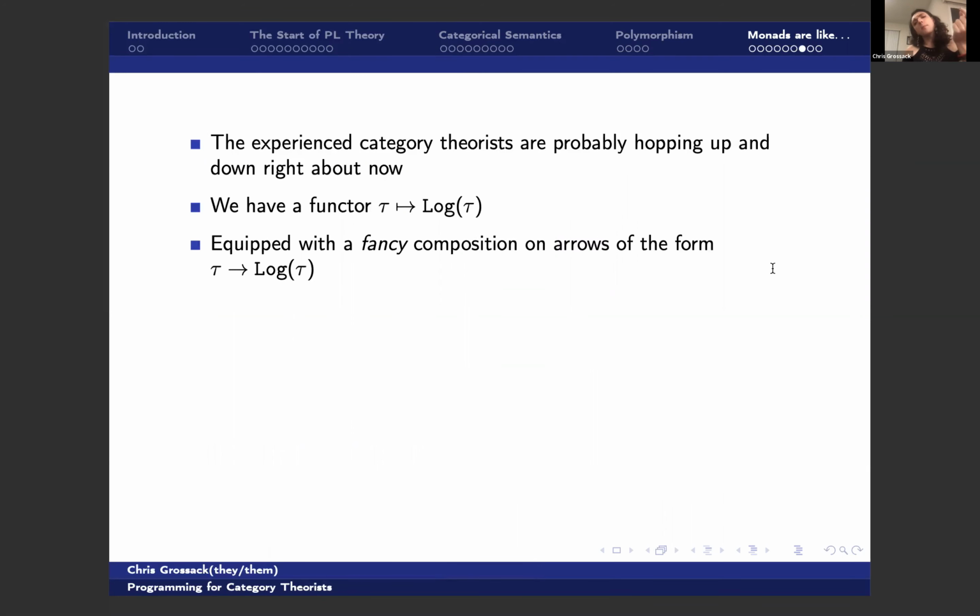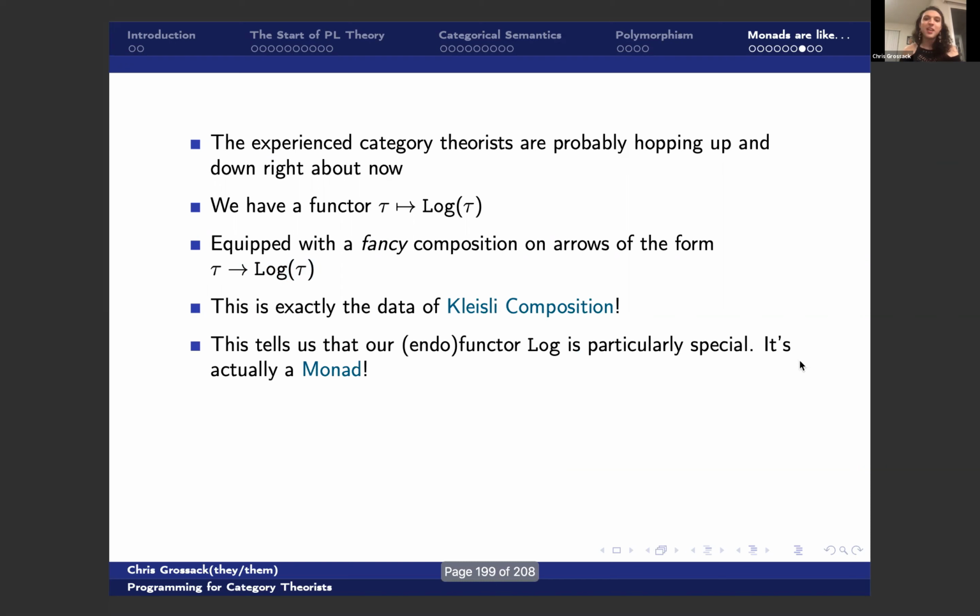And we have some fancy composition of arrows, where if I have, oh, this should say tau1 to log of tau2, I can compose these arrows. And that's exactly the data of Kleisli composition, which tells you exactly how to compose arrows of this form in a category. And this tells us that our endofunctor log is actually a particularly special kind of functor. It's what's called a monad.